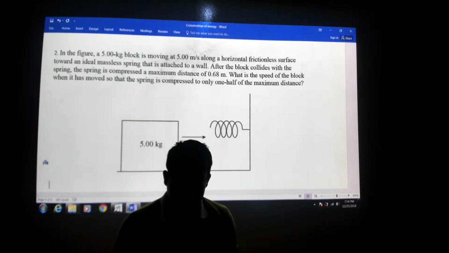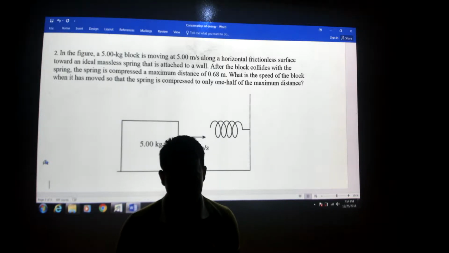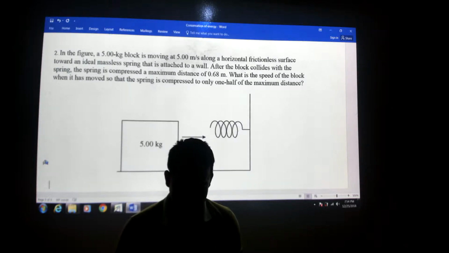This problem again is asking you to calculate the velocity for a spring mass system, which requires the understanding of conservation of energy. In this case, the mechanical energy or the kinetic energy is changing into the elastic potential energy.